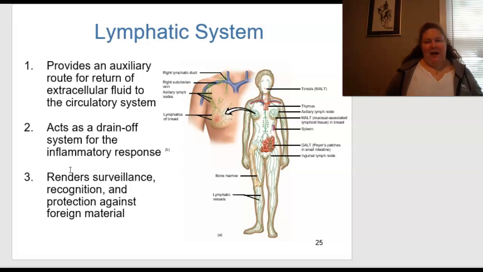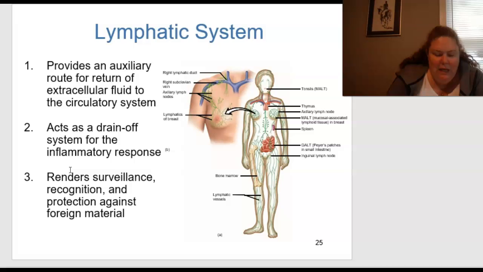Moving on to the lymphatic system, this is figure 14.8. Basically, the lymphatic system is going to provide an auxiliary route for the return of extracellular fluid to the circulatory system. It acts as a drain-off system for the inflammatory response, and it provides surveillance, recognition, and protection against foreign material. Reading the summary here in A, which is the body, you can see A right here. This is a generalized depiction of the lymphatic system, a branching network of specialized vessels that extend to most regions of the body.